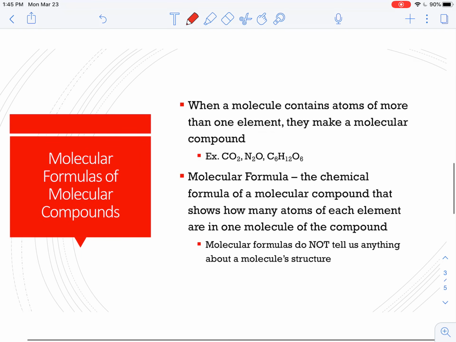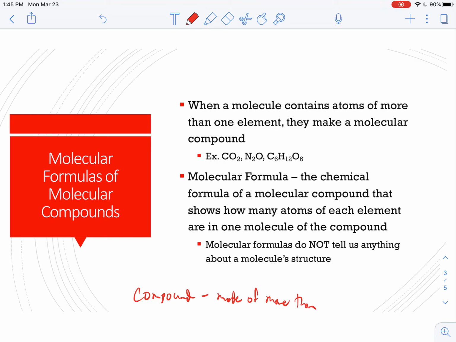Now, moving into some more complex molecules are ones that have more than just one type of element. And what we're going to do is build into this idea of a molecular compound. So earlier we said that a compound, the big idea for it, was any substance that was made up of more than one element. So if our molecule is made up of more than one element, this is going to result in a molecular compound.